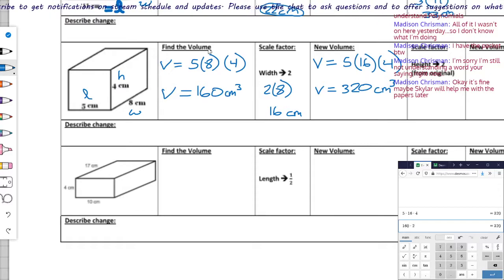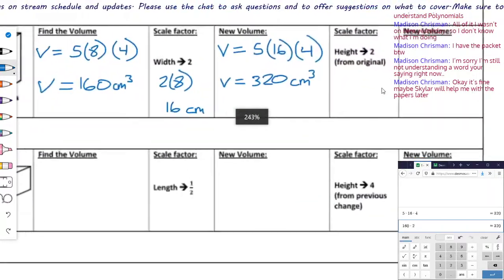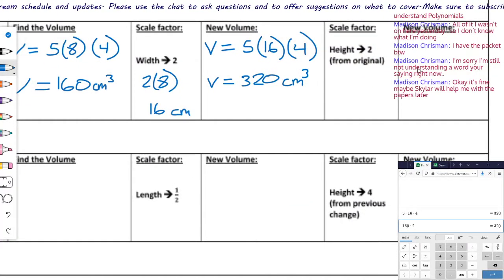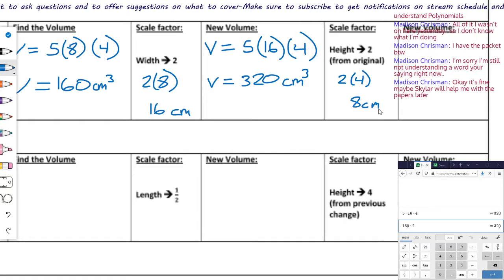And again, it doesn't matter if it's for the width, the height, or the length, it will always change that same amount. So I'm going to show you just again for the height. So the height was originally 4, but we're now going to double that height. So now our new height is 8 centimeters.